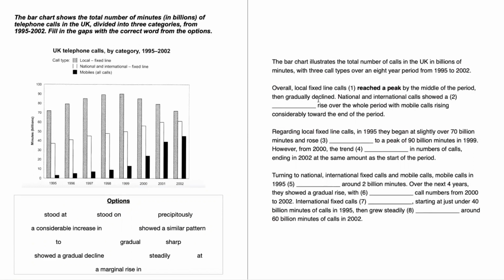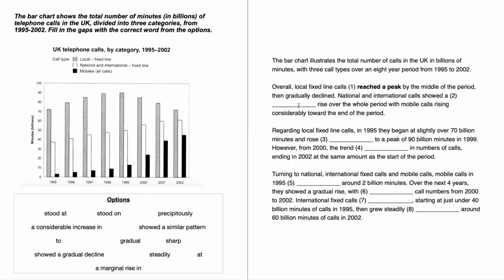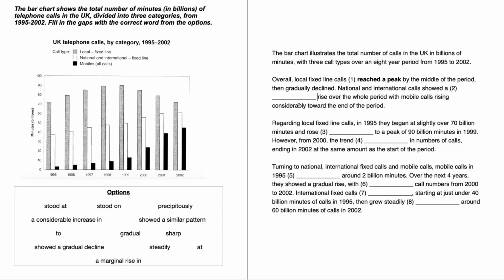Now, the fact that we have a noun here, "rise," shows that this is going to be an adjective. Remember, not an adverb, because adverbs go with verbs. So here I'm going to be looking for an adjective, and I see my options as gradual or sharp. If we're looking at national and international, that is the white line. And we see what type of rise. Is it sudden? Is it sharp? Or is it gradual? And as you see, it is gradual because it increases very steadily, both mobiles and national and international. And so the correct answer here would be gradual.